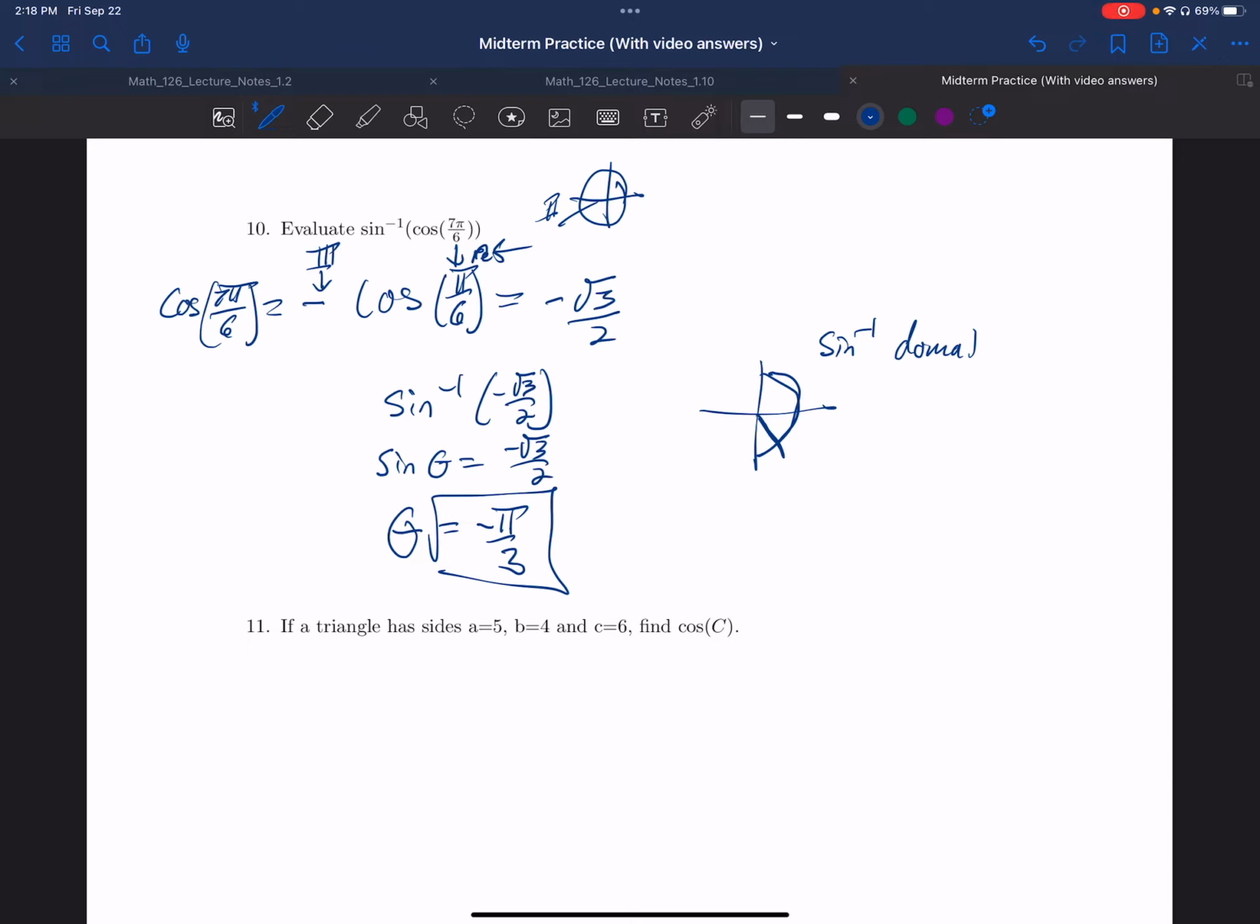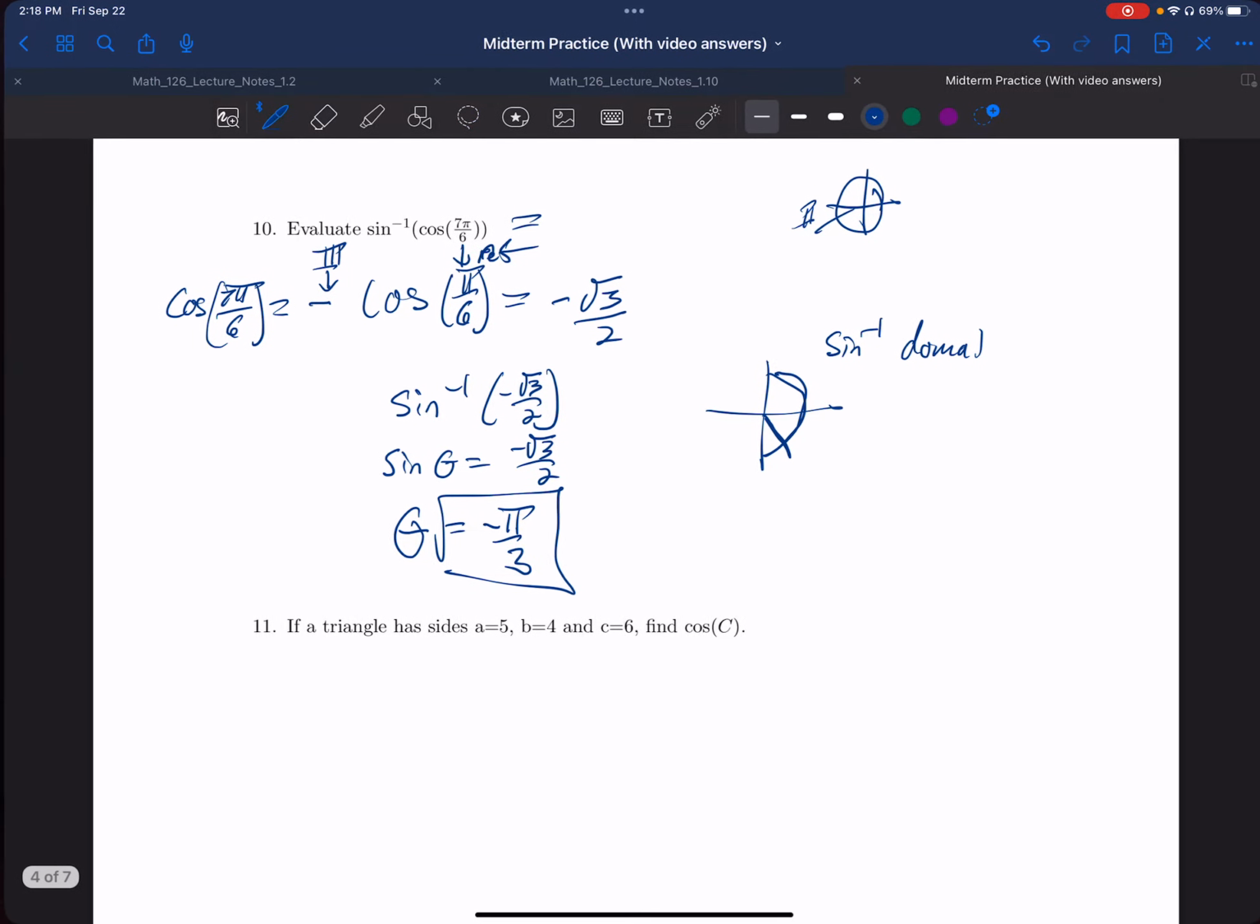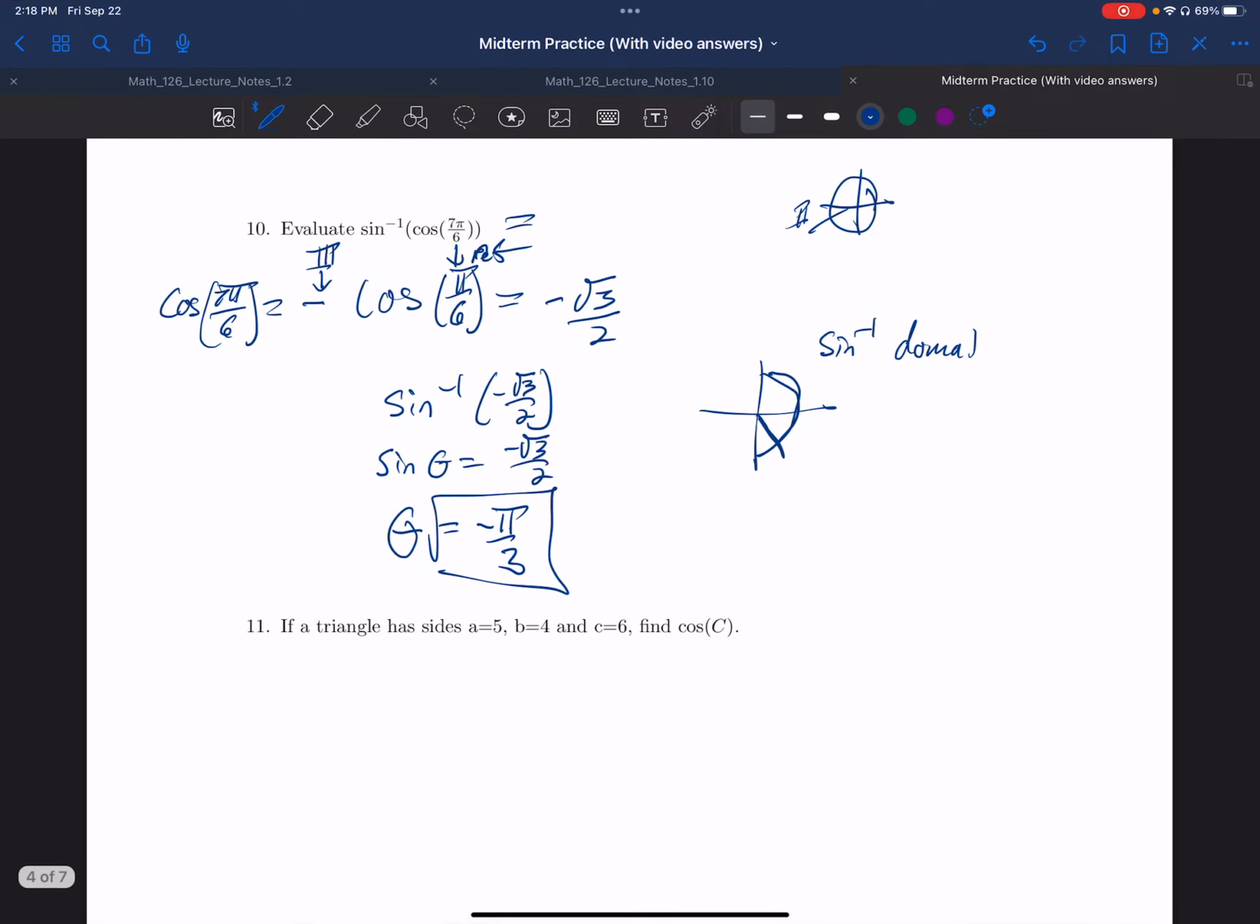So let me just move this over. So here, to evaluate this, it is minus pi over 3. All right.